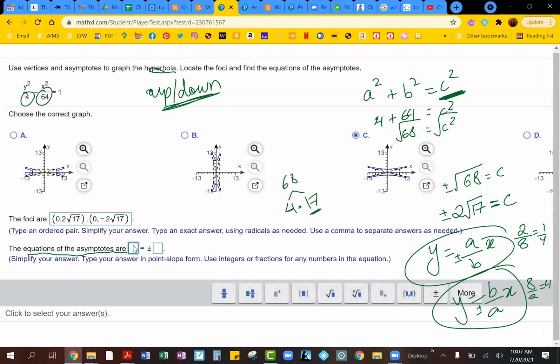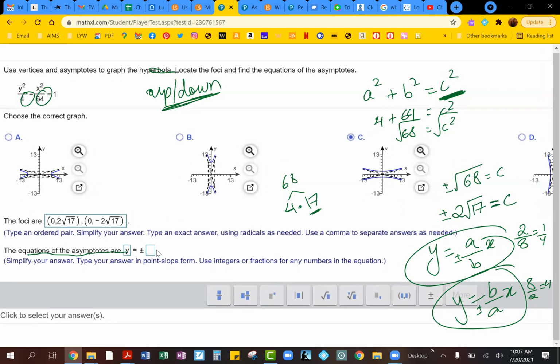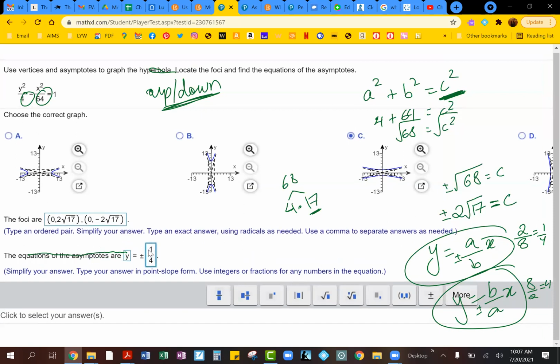So you're actually just putting in y over here in that first box. This is going to be plus or minus a over b, which is 2/8, or simplify that fraction into 1/4. And remember, this is going to be an equation, so it's 1/4 x. Don't forget that x variable there.